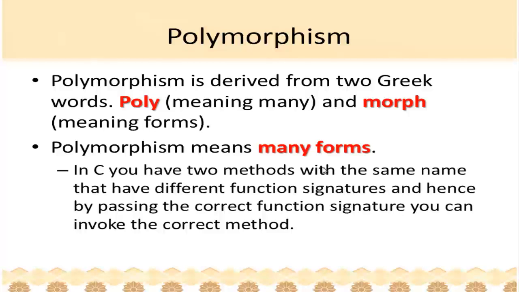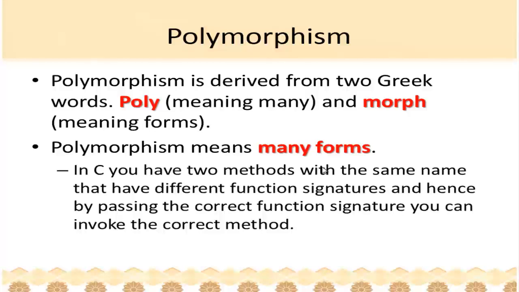Now, in a programming language, polymorphism is when you declare a method that takes 2 parameters, and you declare the same method and say it takes 3 parameters. So it is the same method, but it behaves differently. Sometimes it takes 2 parameters, sometimes 3. That means there are many forms of the same method, and that is one form of polymorphism. You might be very familiar with this concept.